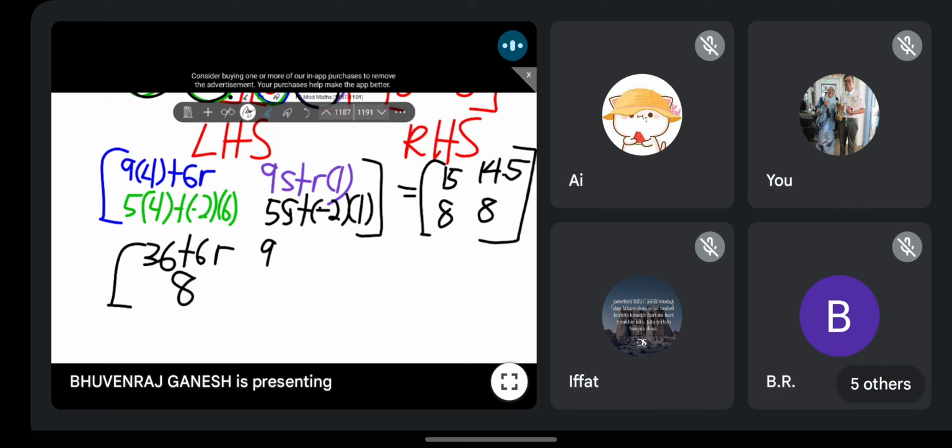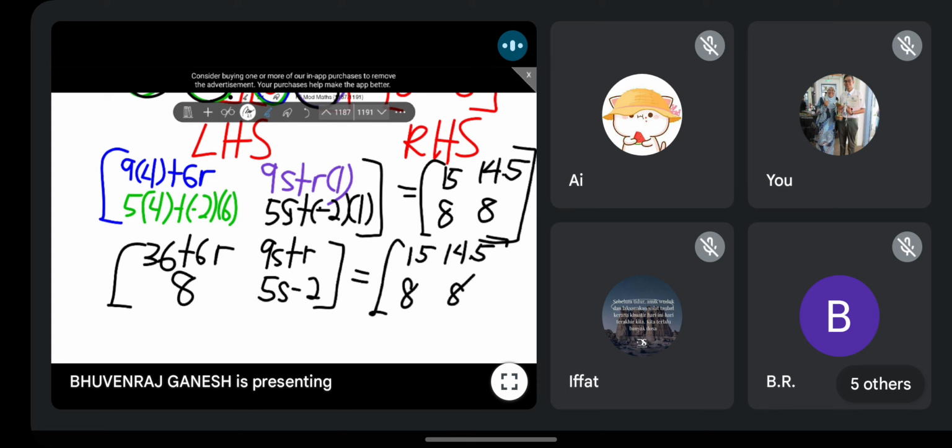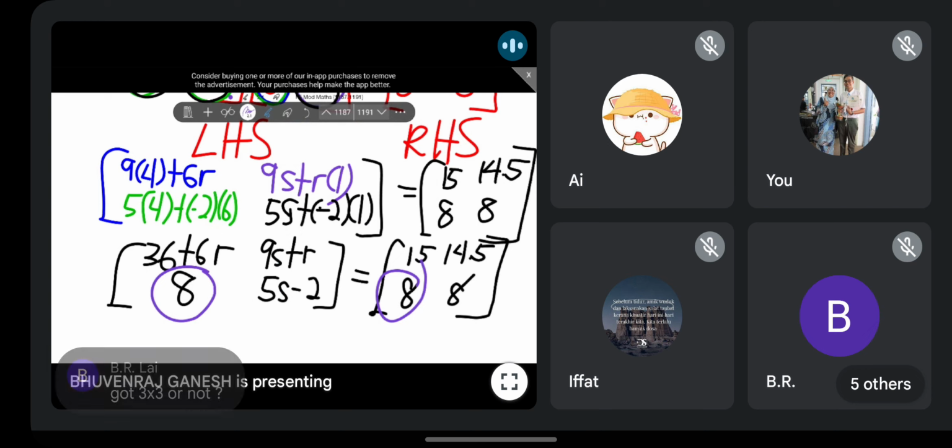Okay, so this one 9S plus R, 5S minus 2, equal to 15, 8, 14.5, 8. So guys, how I know whether I'm doing correctly or not, the question. Just check one element. Guys, can you see that 8 and 8 match? Okay, the numbers actually match with each other. Means that my matrix multiplication is correct already. Sudah betul. Kalau tak sama, means got some problem. This is one way you can check.